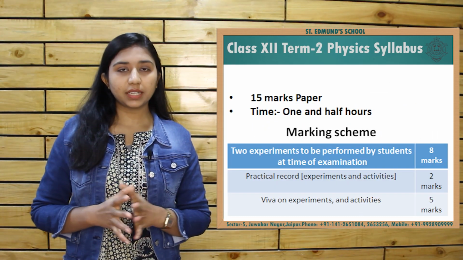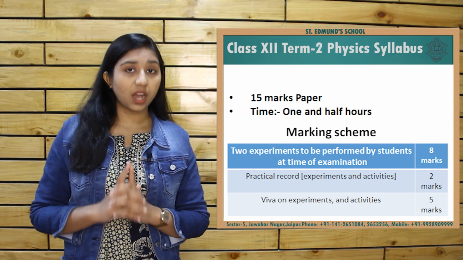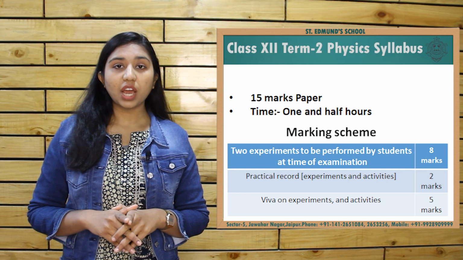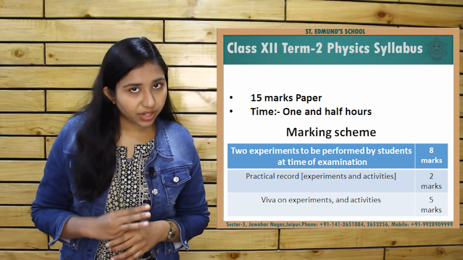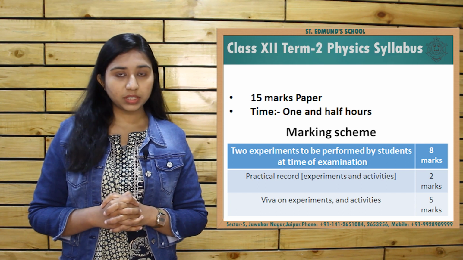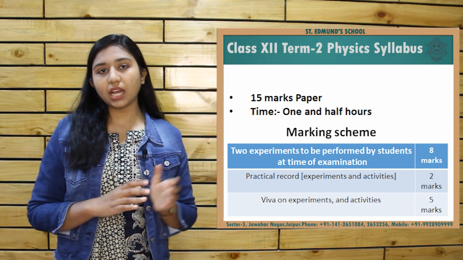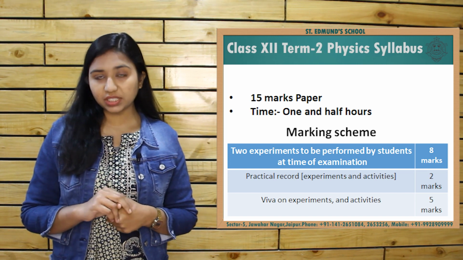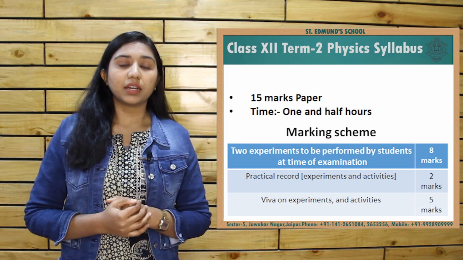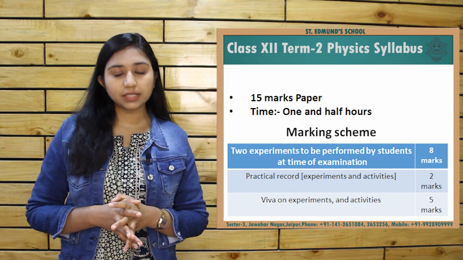Okay, for your practical exams, which carry 15 marks and you have to complete in 1.5 hours. First you have to learn 4 experiments and 3 activities, and you have to complete them in your records, which carries 5 marks. Okay, and for your exam you have to perform 2 experiments, each carrying 4 marks, in total 8 marks for your experiments. So this is for your practical exam.